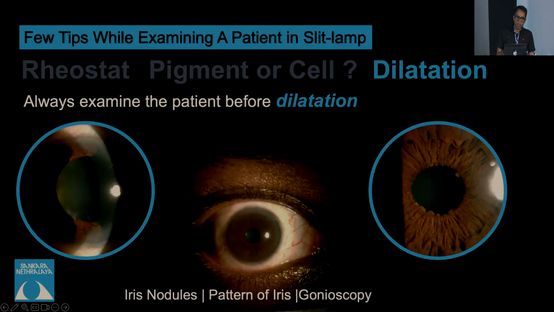Similarly, the iris nodule. You can see here the first picture is in a dilated state, and you can't appreciate the iris nodules, the Koeppe nodules. Whereas in the same photograph, of the same patient in an undilated state, you can appreciate the Koeppe nodule.